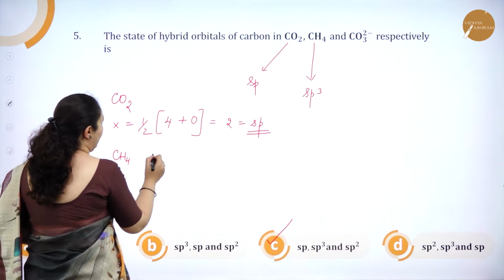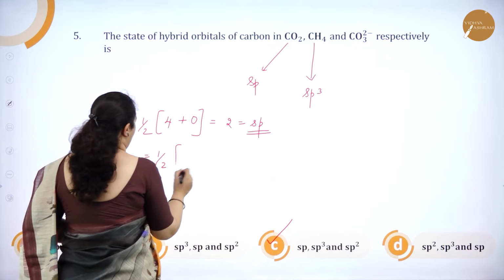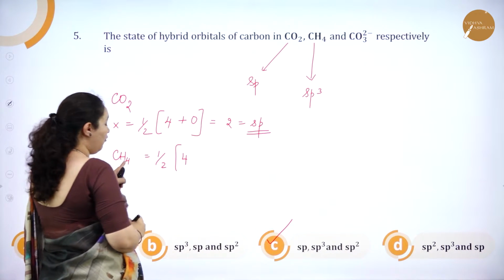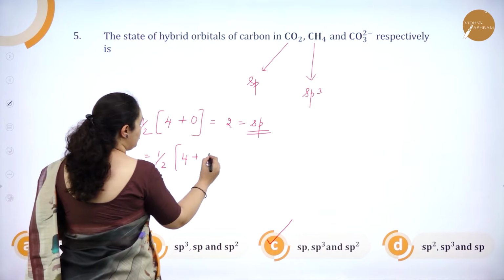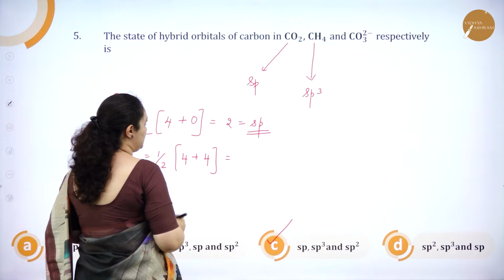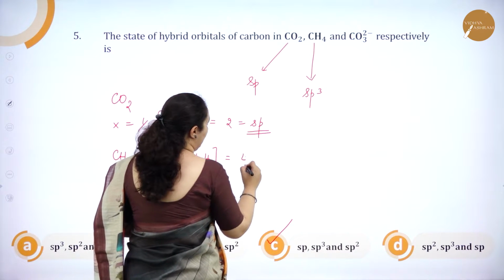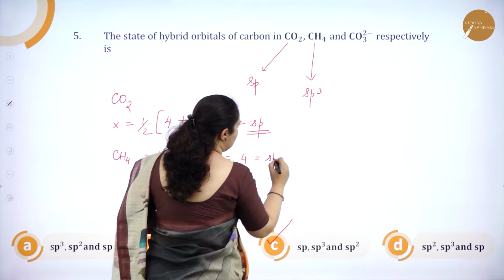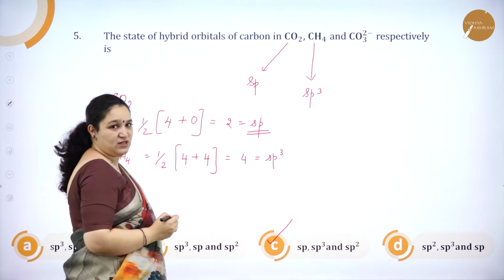CH4. How do I find out? Half, valency is 4. I have 4 monovalent atoms here, that is, hydrogen is monovalent. So 4, 8. And there are no charges here. 8 divided by 2 is 4. 4 means it is sp3 hybridization.